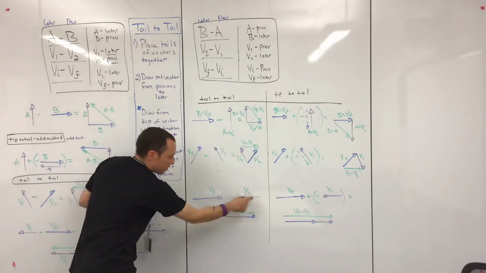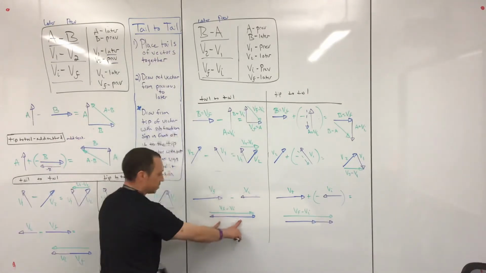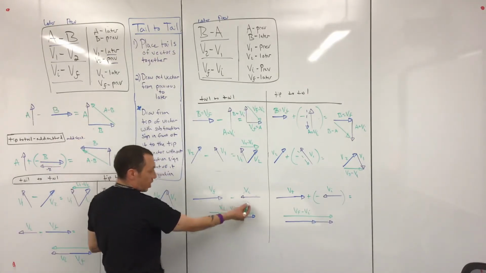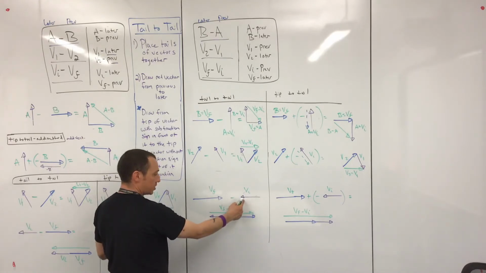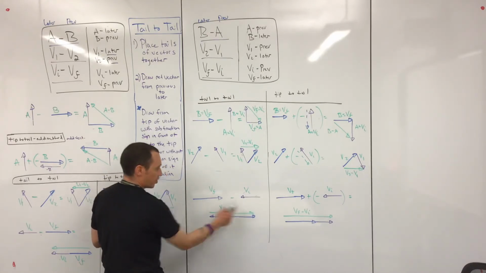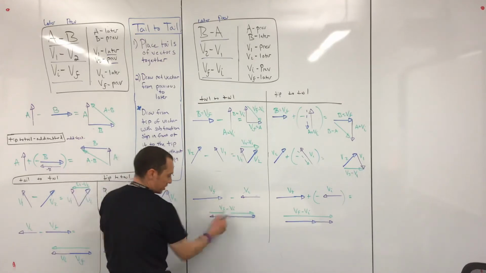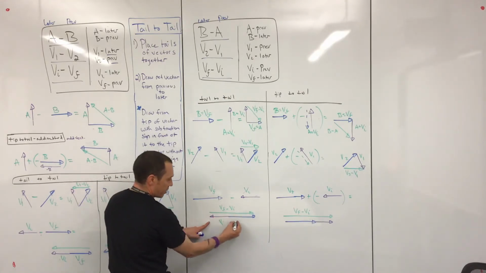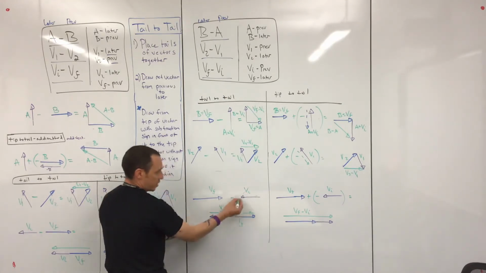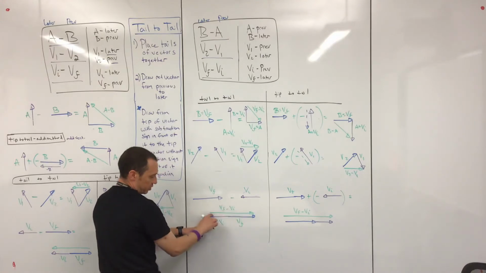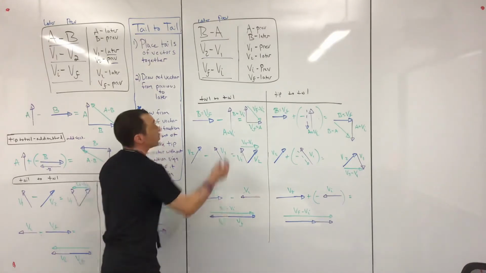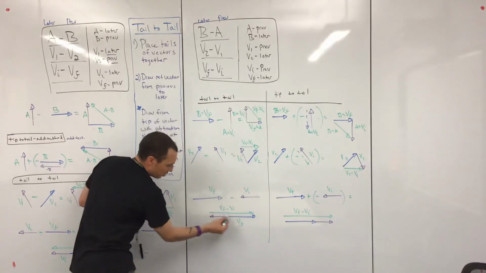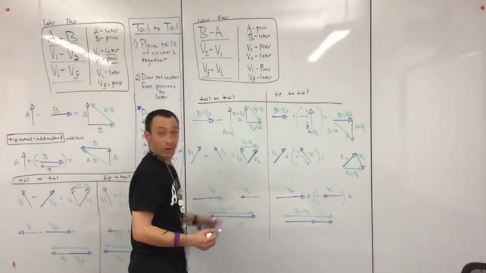So this last one, VF minus VI, again, we're just going to put the tails together. It's really simple. Draw from the tip of the one with the subtraction sign in front of it to the tip of the one without the subtraction sign. If this is VI over here, and this is VF, VI is the one with the subtraction sign in front of it, so we start with that one and go to VF. Or draw from previous to later, where VI is previous, VF is later. Either way it works, okay?